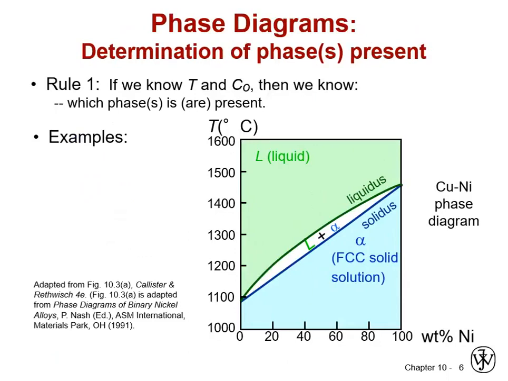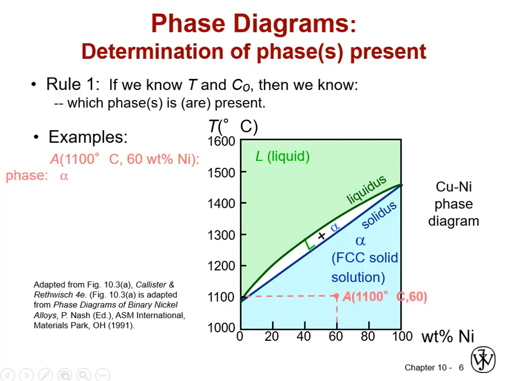Okay. So now we're going to look at what happens in that two-phase region that has liquid plus our alpha face-centered cubic solid solution, because that is a two-phase region, and we have to know how to walk our way around two-phase regions in terms of how much of each phase is present, and then what's the actual composition of each of the two phases that are present. So we're going to again have some animation.